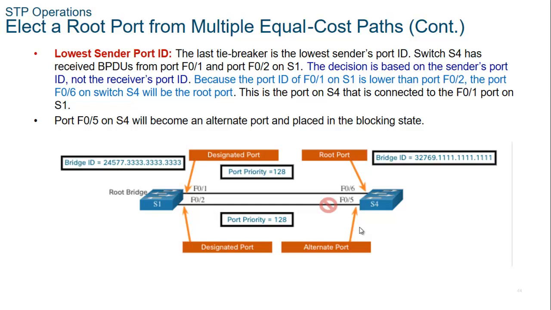The lower sender port ID. This is the last tiebreaker that can be used. This is the same topology as before. This is the root bridge, so both of these ports are designated ports. So which one of these would be the root port and which one would be the alternate port? In this case, when the port priority is the same, the decision is based on the sender's port ID, not the receiver's port ID. So because the port ID of Fa0/1 is lower than Fa0/2, the port Fa0/6 will become the root port, and then Fa0/5 will be put into the blocking state.